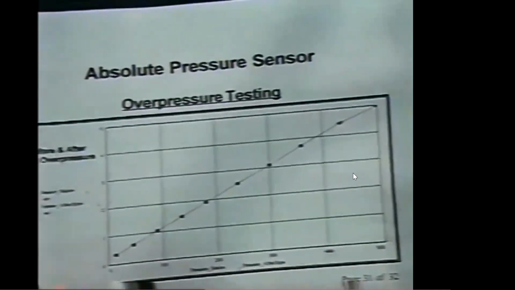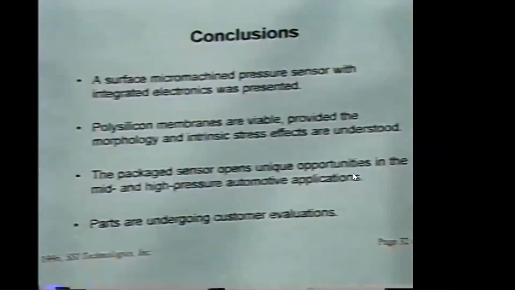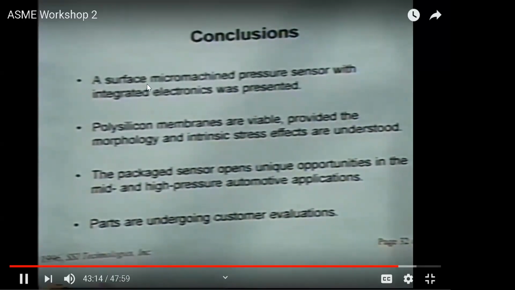So in conclusion, I have shown you here that it is possible to create a surface micro machine pressure sensor with fully integrated electronics without actually having a fab. It requires a little bit of extra work, but it can be done. I've also shown you that polysilicon membranes are viable after our testing, and we continue to test them daily. And the viability, though, I have to provide this clause here, is a function of how well one understands the morphology of the poly. This has to be understood ahead of time. If not, you can run into problems.